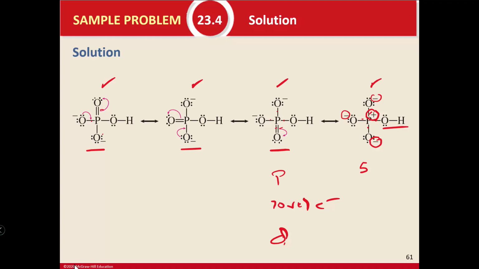Now, the question is, which one of these Lewis structures are the best? Would you say this Lewis structure is better than these? And I would say no.